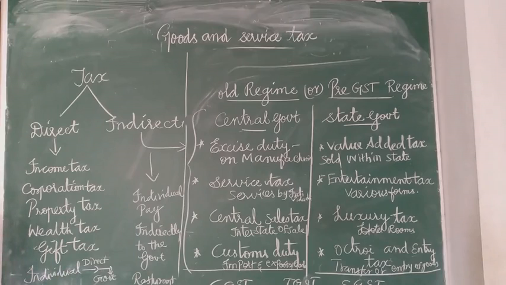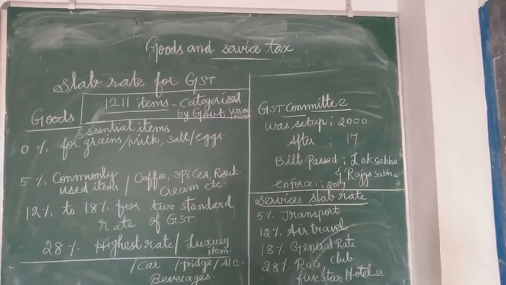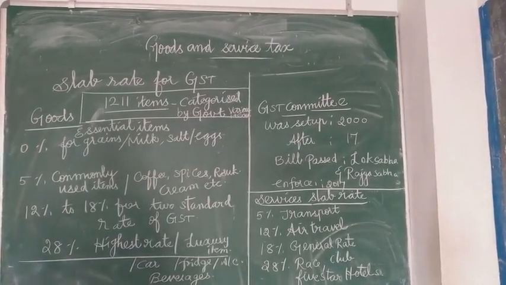So now we are going to discuss the rates of GST on goods. What are the rates, how many percent GST we are paying, what goods are exempted from GST, and what the service rates are. We are going to see goods and services rates. Now we are going to see the slab rate.